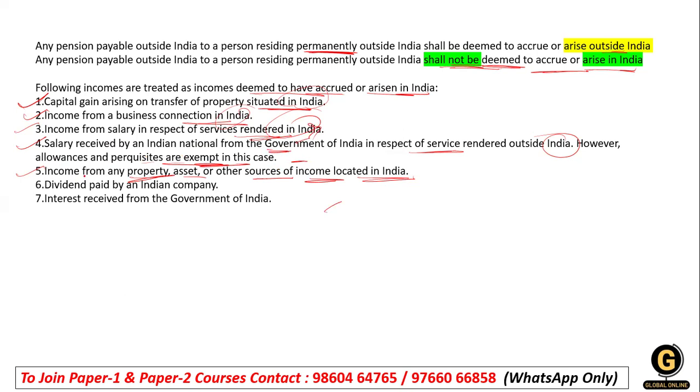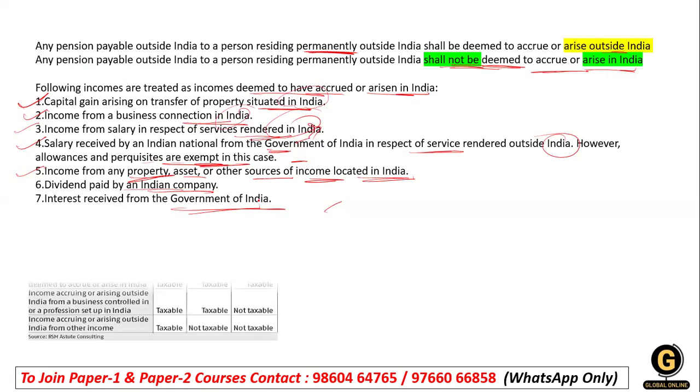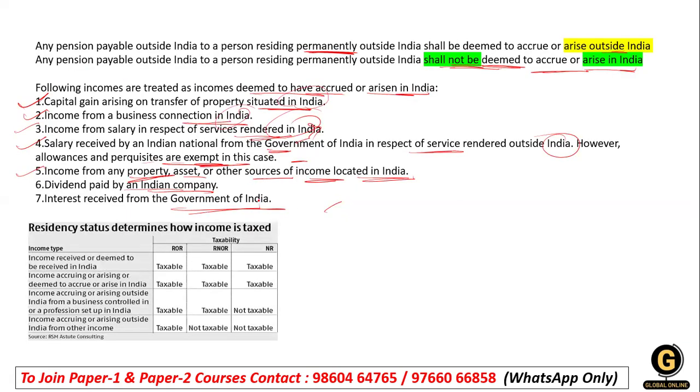Now, the income from any property, asset, or source located in India: dividend paid by an Indian company, interest received from the government of India. So in all these cases, the income is deemed to accrue or arise in India. Understand?